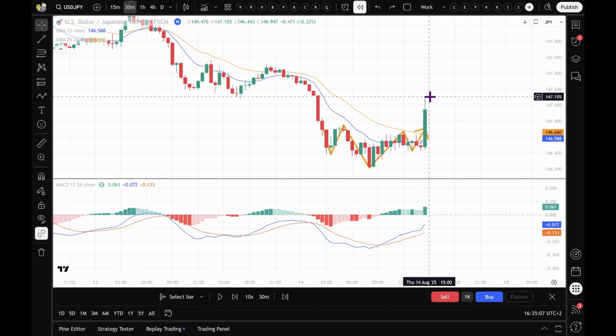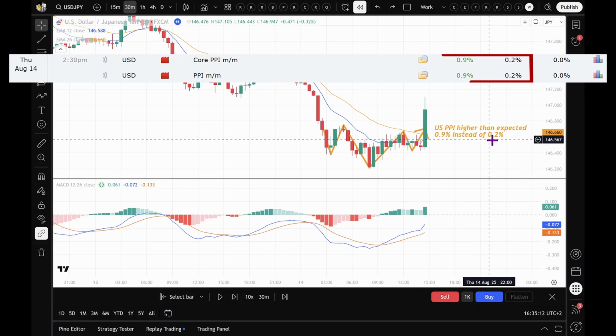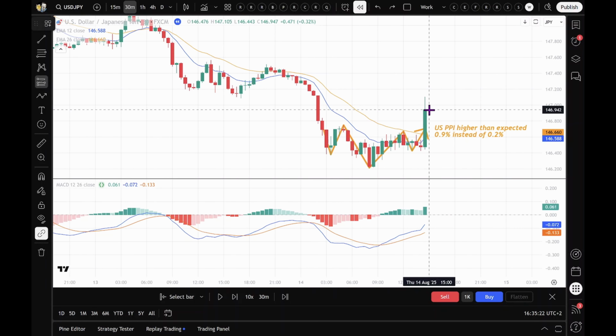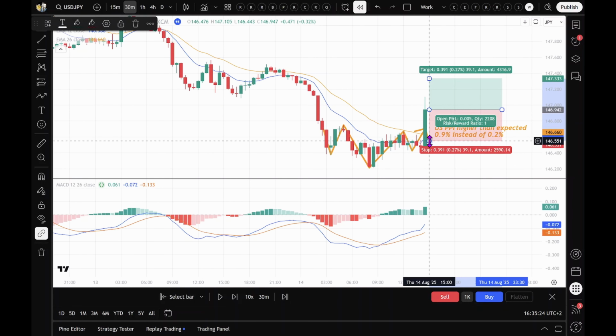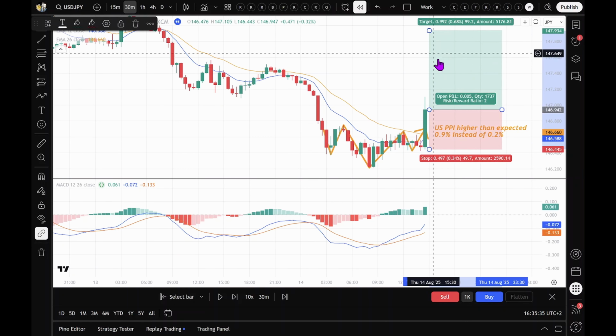This move was triggered by news. US inflation data came out higher than expected, with PPI at 0.9% versus 0.2%. This is bad news for the economy, since it means the Fed may keep interest rates higher for longer, which supports the US dollar. Based on this, we can open a long position at the close of this bullish candle, set our stop loss below the candle's low, and target a risk-reward ratio of 2.